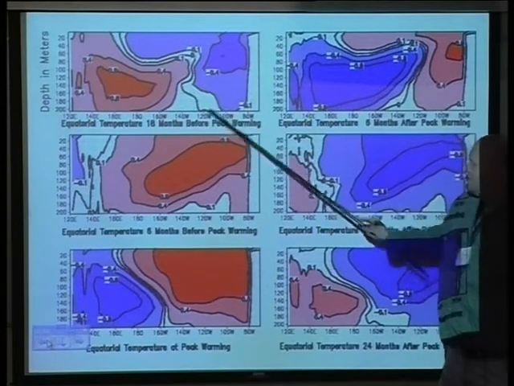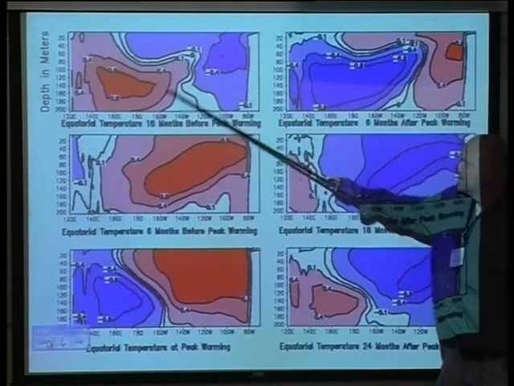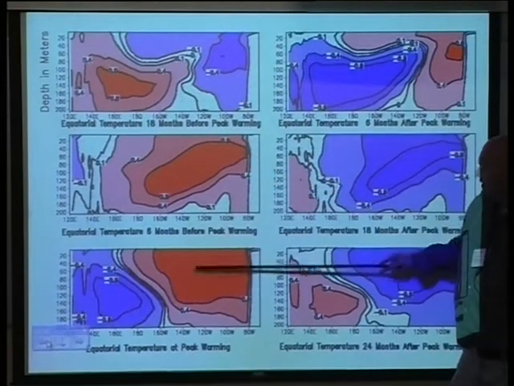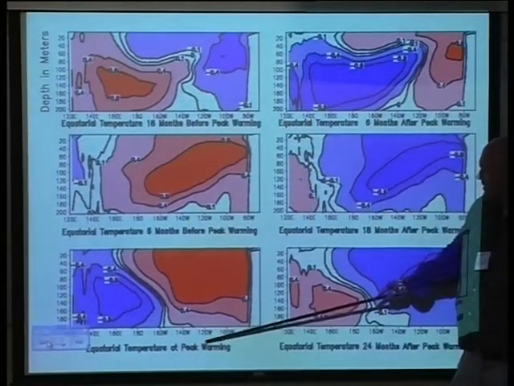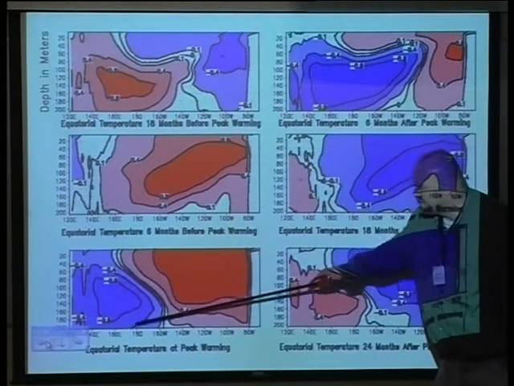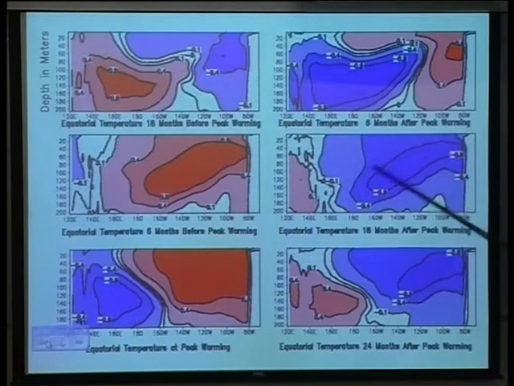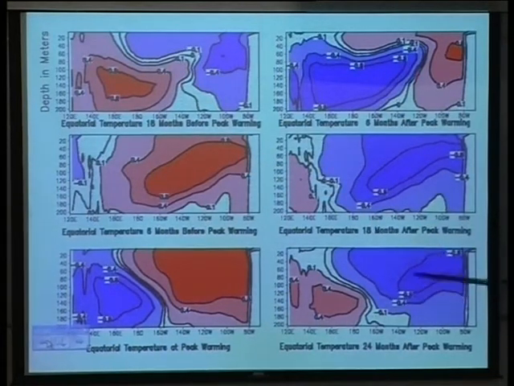And so again, marching through time, here's 18 months, 6 months. You see that this signal will propagate from west to east. Then later, when you reach the peak warming, the opposite sign signal has appeared in the west and will propagate again to the east, replacing the warm signal with a cold signal. And then it just repeats itself. Again, this simple system.